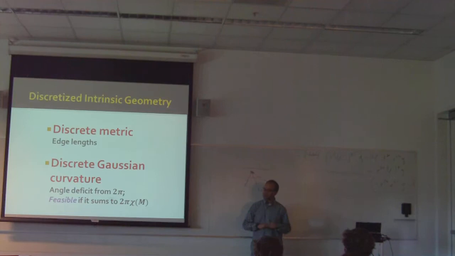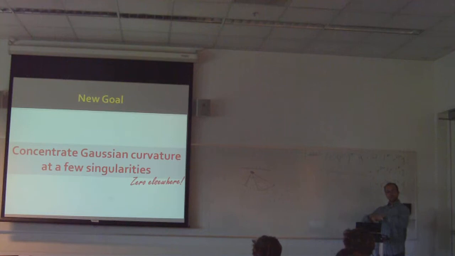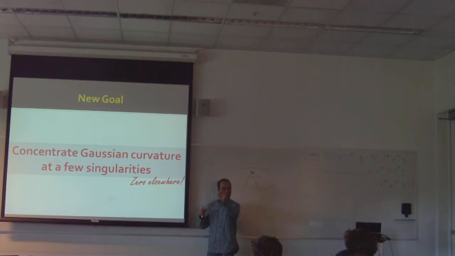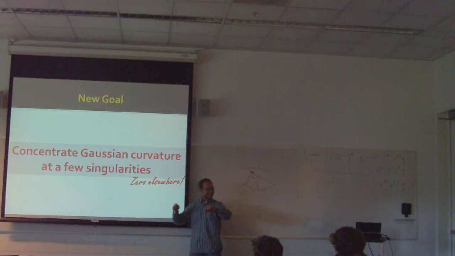So our new goal, like I said, is to take the Gaussian curvature, which is distributed in a nice smooth way on your surface, and remember it's got to sum up to 2 pi times chi, right? Remember we proved this is a topological invariant? But if we can concentrate it in a couple of singularities, what we can do is cut little curves from one singularity to the next. I should have drawn a picture. And then these things now become little patches that we can parameterize to the plane.